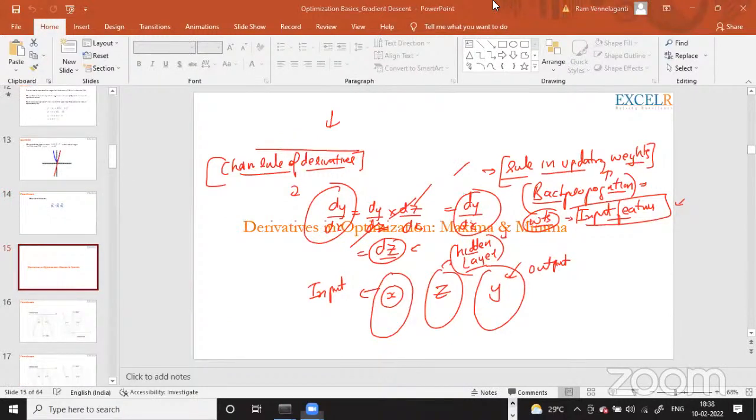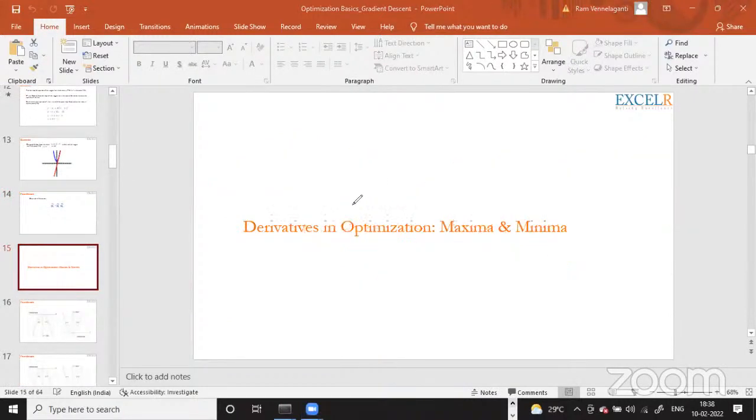Now we have to study the concepts of maxima and minima. So far we have studied differential calculus, slope, tangent, and the chain rule of derivatives. All these concepts we have discussed. Now we are going to focus on maxima and minima.